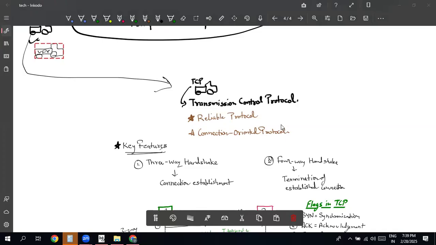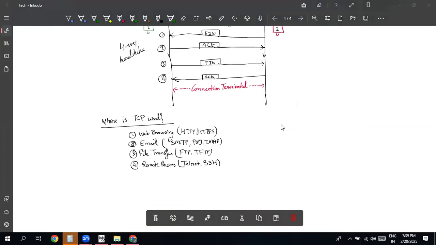Okay. That was the answer which I couldn't understand. So guys, connection-oriented protocol basically means that TCP always establishes a connection. And whenever you refer to connection-oriented, always remember we are mentioning the handshake process, the three-way handshake and the four-way handshake, for establishment of the connection and termination of the connection.